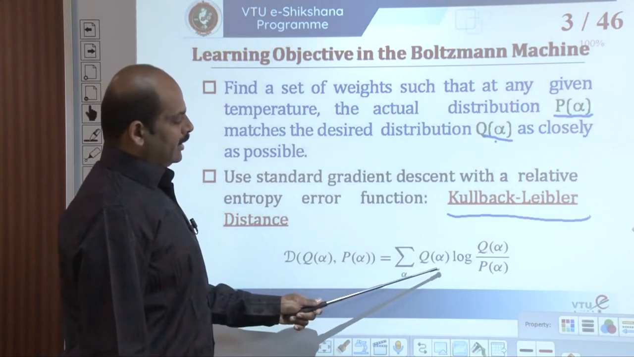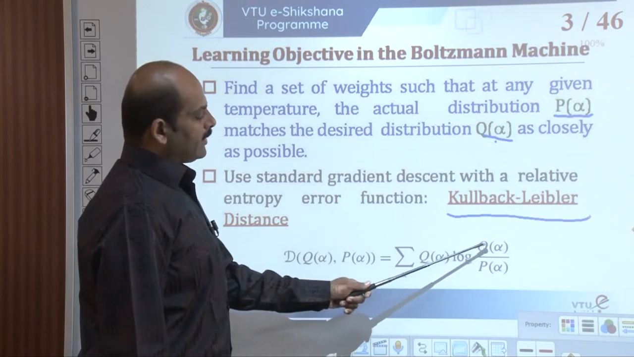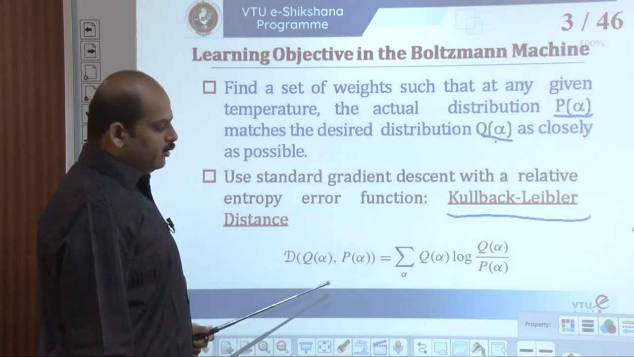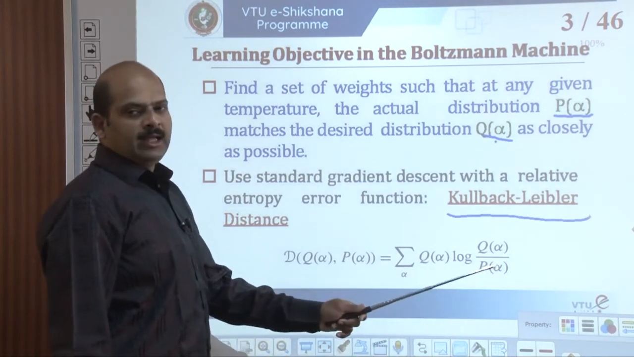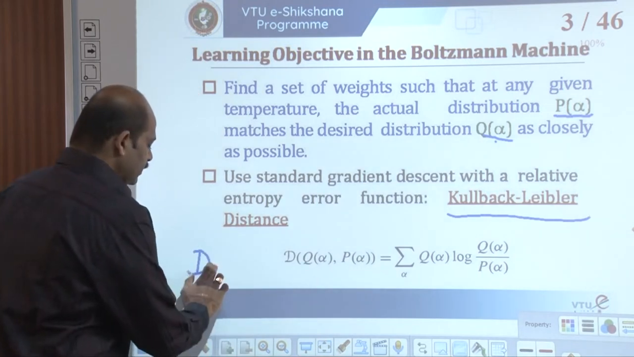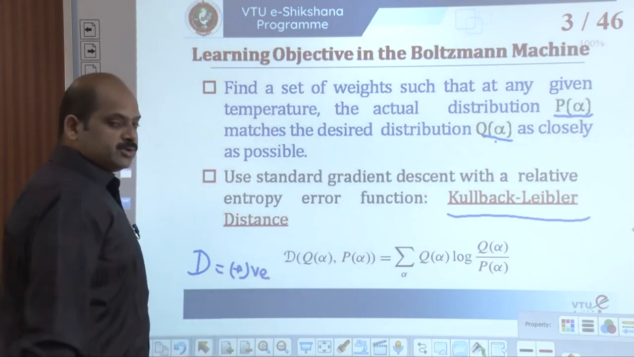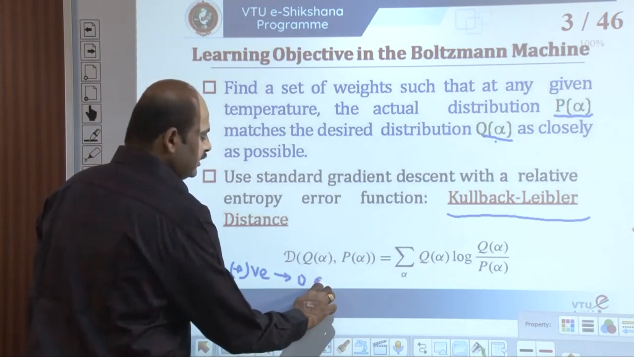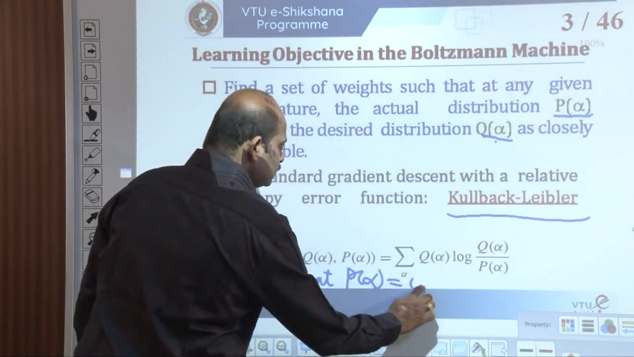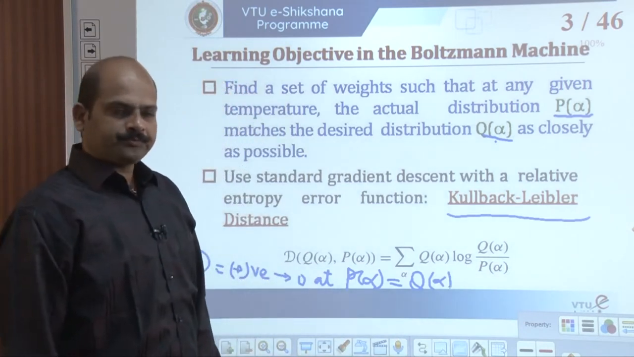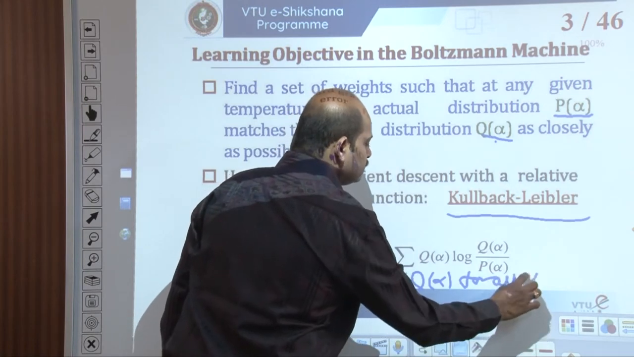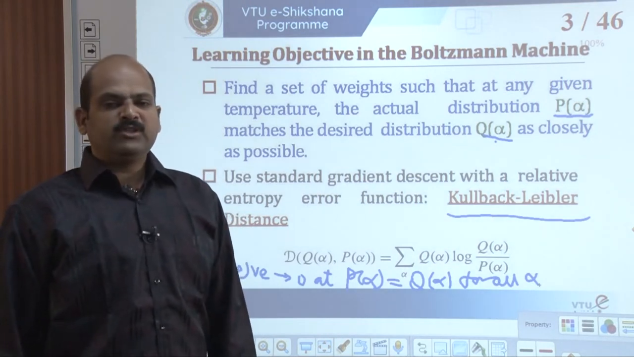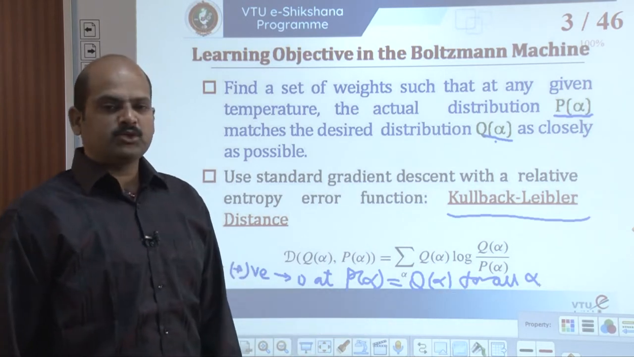That value is denoted as D(Q alpha, P alpha), which is equal to the summation over alpha of Q of alpha times the logarithm of Q of alpha by P of alpha. Note that D is always positive, and it goes to 0 only when P of alpha is equal to Q of alpha for all alpha values. This function is convex, which means it has a global minimum.